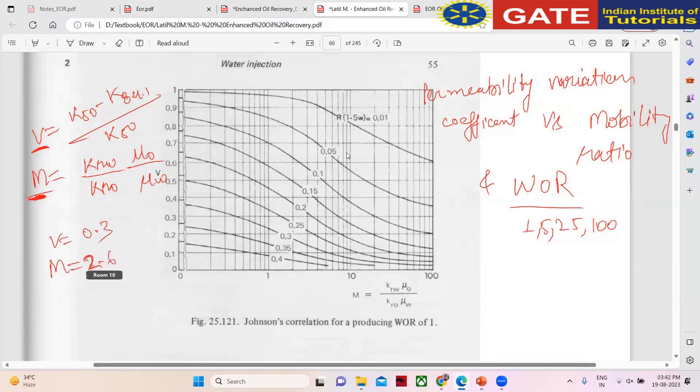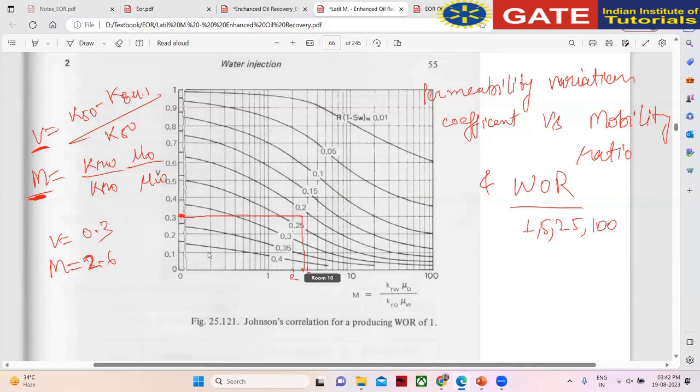So this is your semi-log scale. Okay. M is on log scale and permeability variation on your linear scale. So you draw the line from your permeability, which is given here because permeability variation coefficient is 0.3 and M is 2.6. So this one is 2, this one is 3, so 2.6 will be in between that. Okay. So draw a line from here and draw a perpendicular line from that.